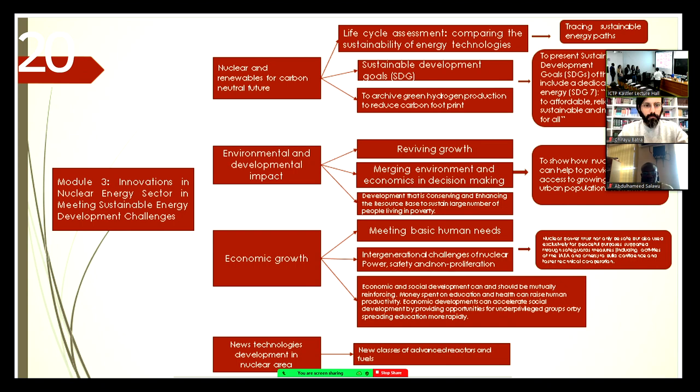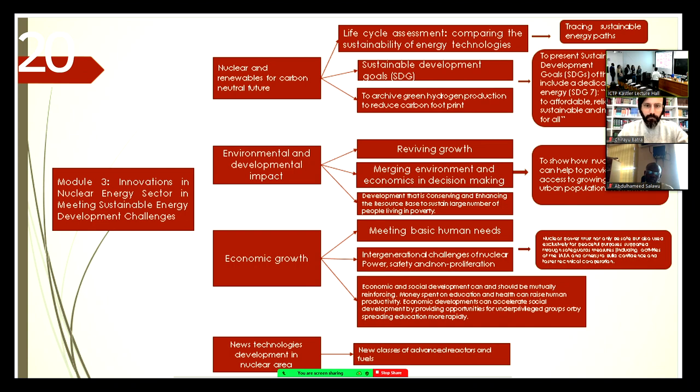So we decided that topic one, which is the main topic, will be nuclear and renewables for a carbon neutral future. And the subtopics are life cycle assessment when comparing sustainable energy technologies, and sustainable development goals. And this is to achieve green hydrogen production to reduce the carbon footprint in the future.